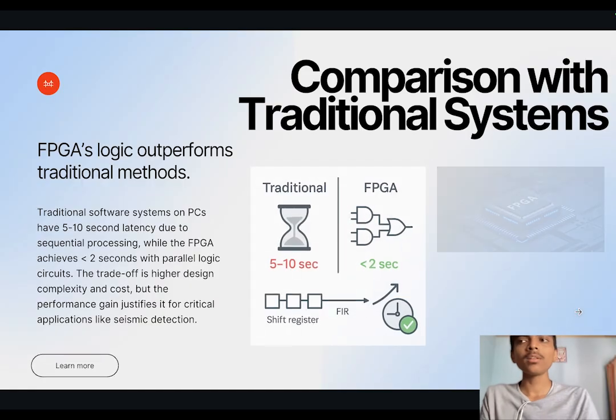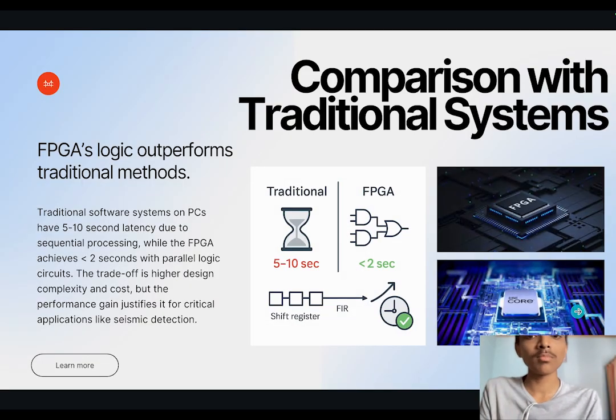So now comparing the digital design with traditional systems, which is basically comparing FPGA with CPUs. Compared to traditional systems, FPGAs slash latency from 5 to 10 seconds to under 2 seconds thanks to the parallel logic. Yes, FPGAs are costlier, but the performance gain justifies it for critical applications like seismic detection, which is life saving and can save us from a lot of damage.